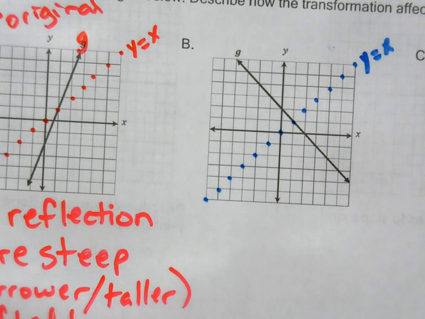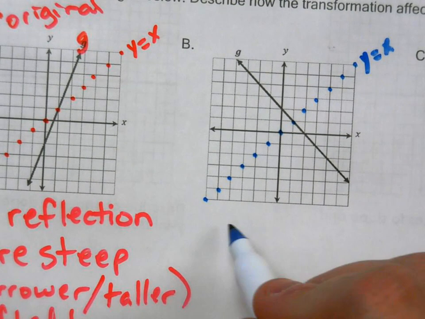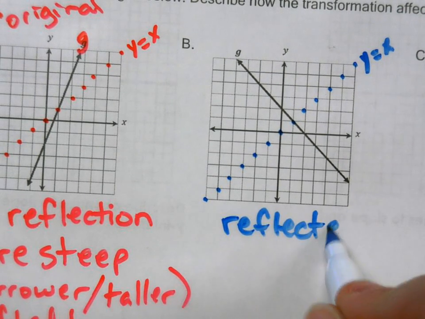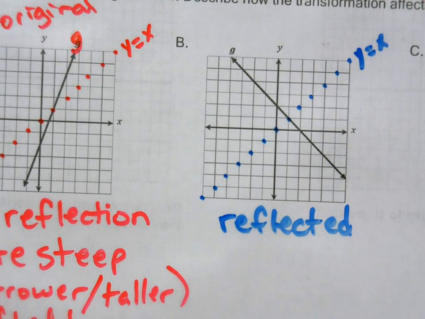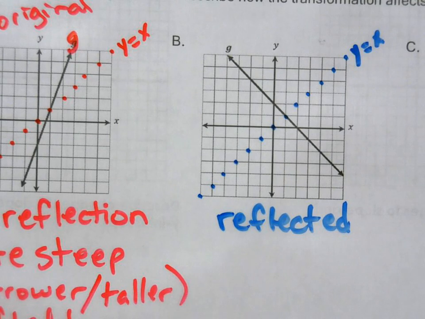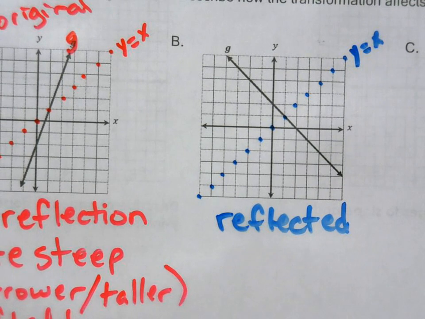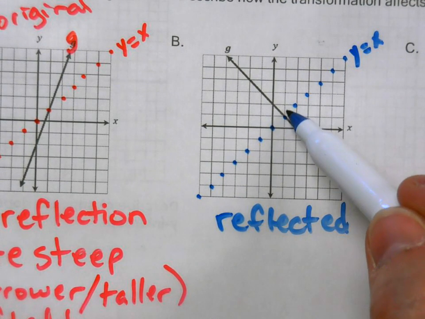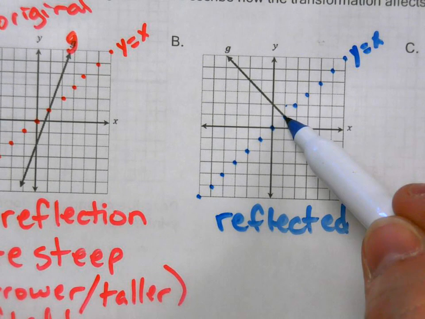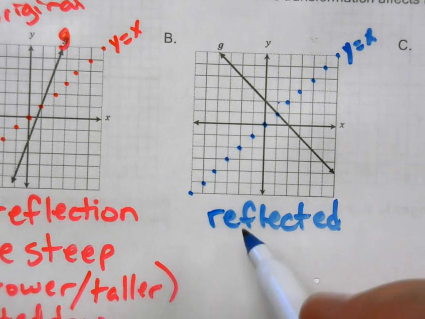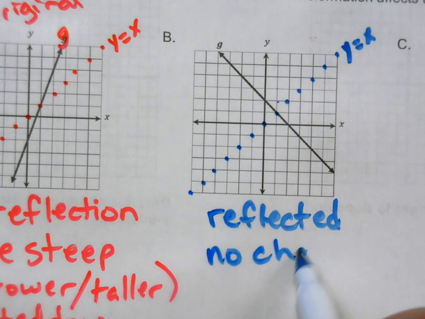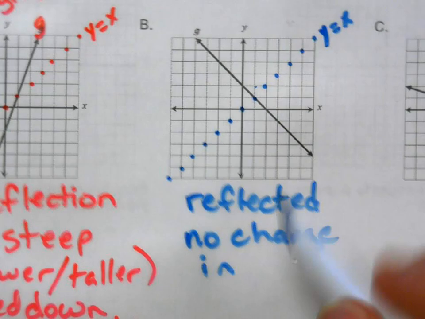So first off, was it reflected? Did it change from a positive slope to a negative slope? Yes, so it was reflected. Did the steepness of the line change? No, because if we look, my slope is still the same, up 1 over 1, and I go up 1, back 1, so my number is still 1. So there was no change in steepness.